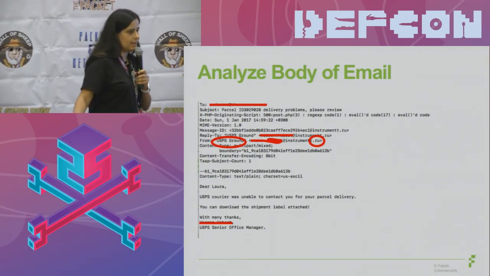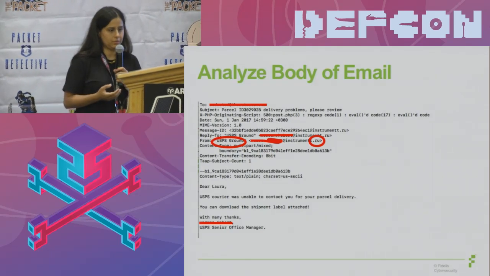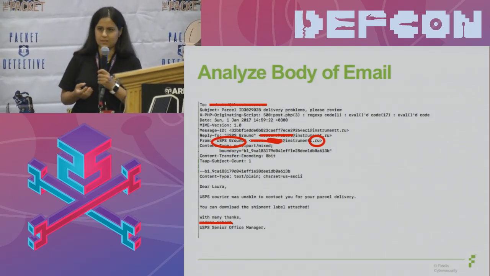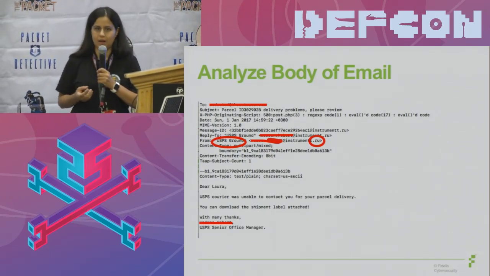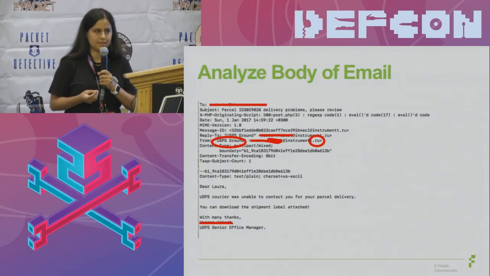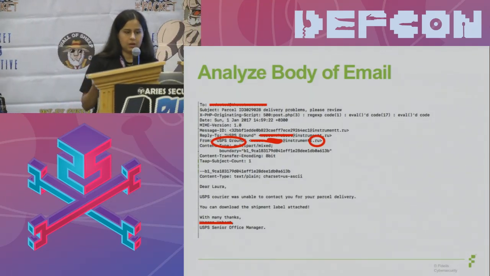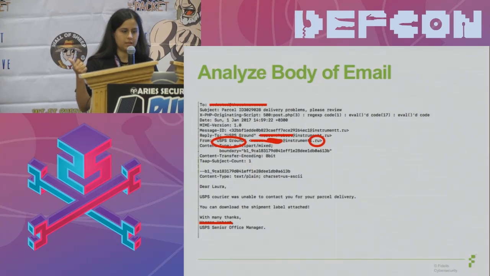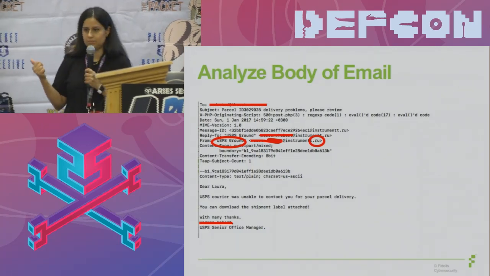This is just an example. By just looking at it, I found out that this just doesn't make sense. This is malicious. I would be able to say it at a glance that this is malicious. Look at the from. It's coming from Russia, and it's saying USPS ground. I mean, come on.